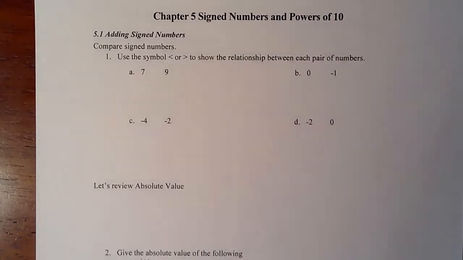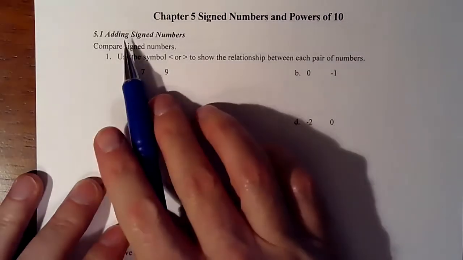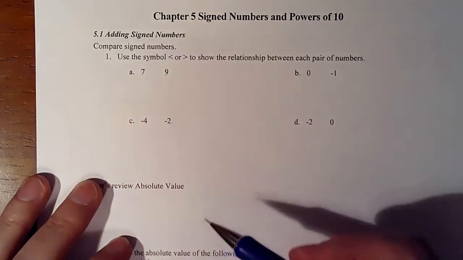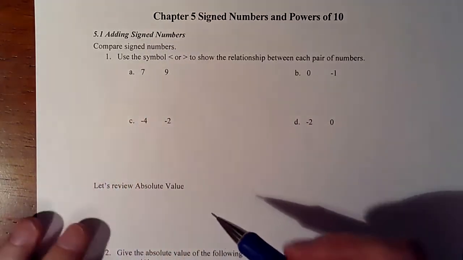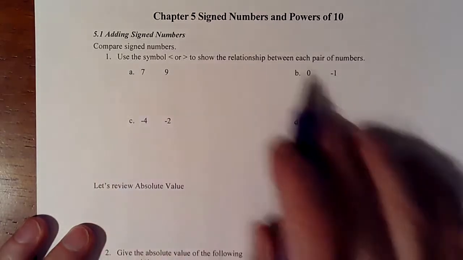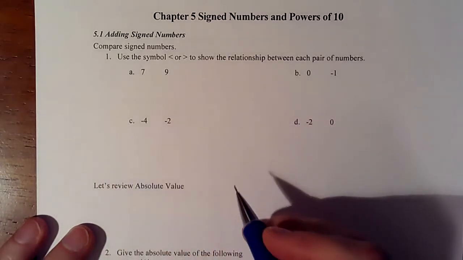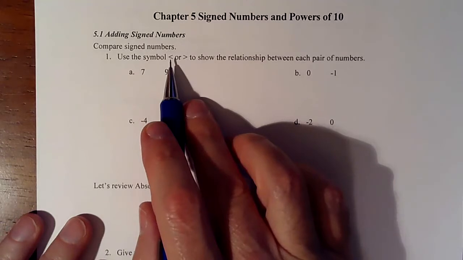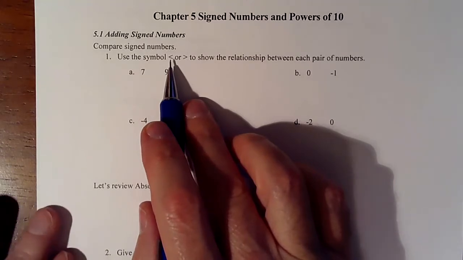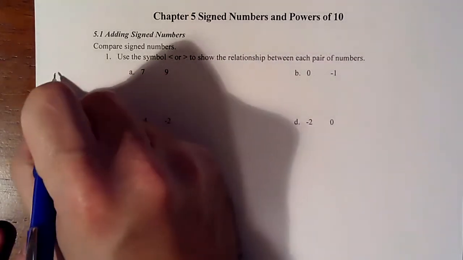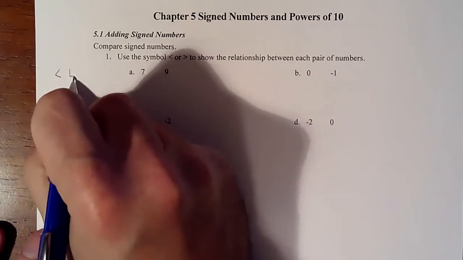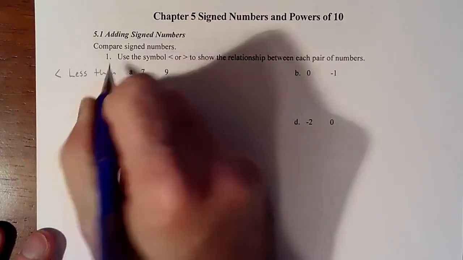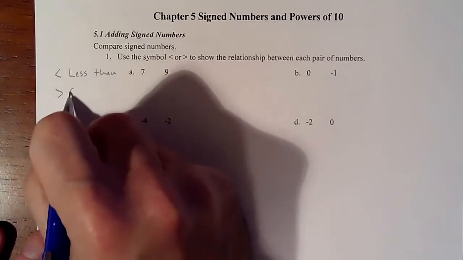In this lesson, we are going to start talking about adding and subtracting values, positives, negatives, make sure we're comfortable with it. So first thing is, let's make sure we understand how it works when you have positives and negatives. We're going to be comparing two different numbers, so we're going to be putting in some symbols. Don't forget that this symbol is less than, and this symbol is greater than.